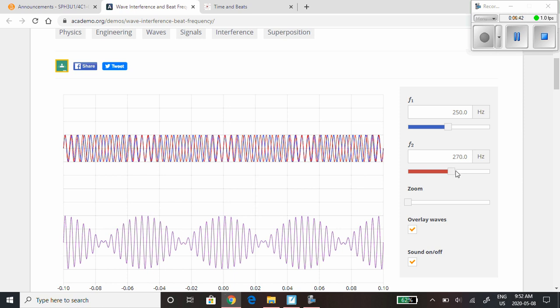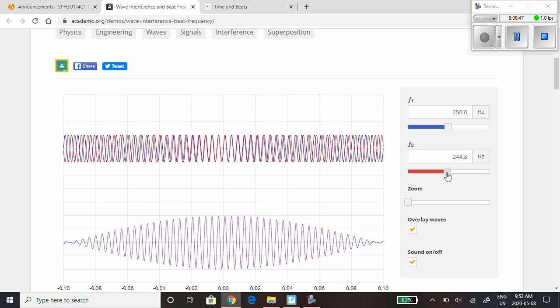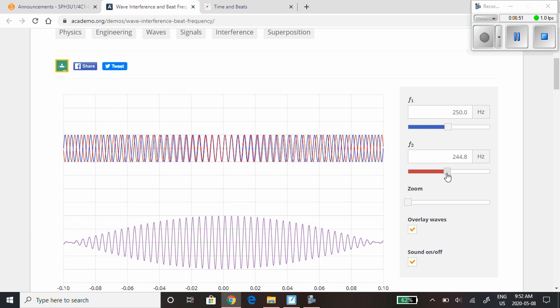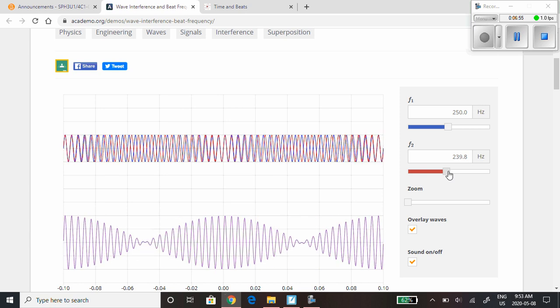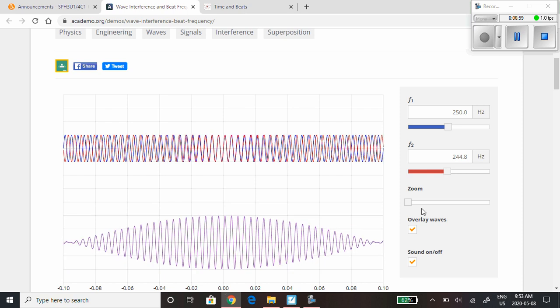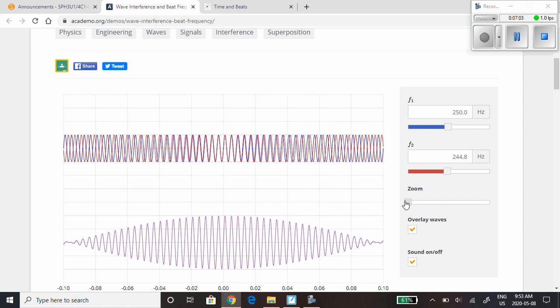You can maybe bring the frequencies closer together. There you go. That's trying to get 245. Come on, Mr. Z. That's close enough to 245 right there. Okay. And you can see now you'd only get about 5 beats per second, not as many. So play around with this simulation. It's kind of cool.